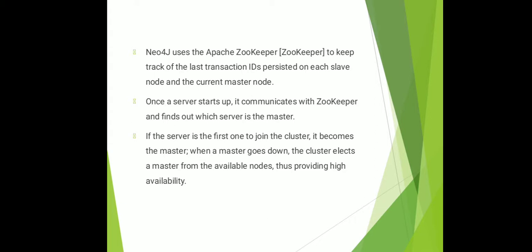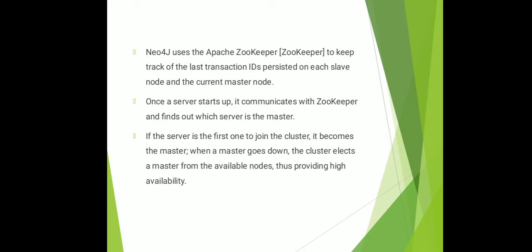And Neo4j also uses Apache Zookeeper. Zookeeper acts as a coordinator: whenever a transaction or any node is updated by a slave node or the master node, that is immediately noted by Zookeeper, and it keeps everything synchronized. Once a server starts, it communicates with Zookeeper and finds out which server is the master. Wherever the server is located, it never bothers about that, but only sees whether everything is getting coordinated with the help of Zookeeper.